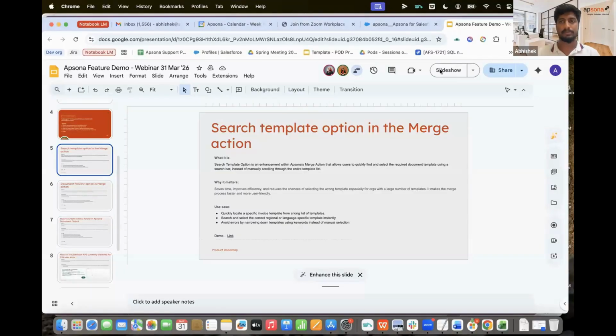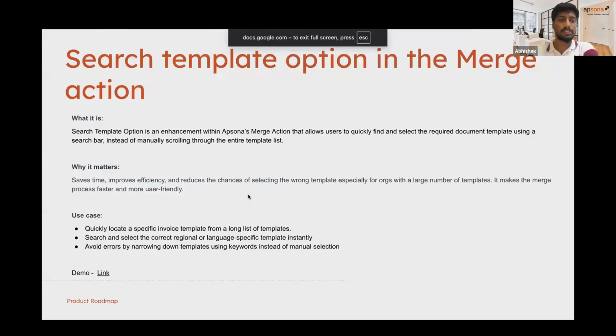Let me give a quick overview of the features that I'll be presenting today. The first feature is the search template option. As Shweta rightly said, this makes document merge easier, wherein users earlier had to scroll through the list of templates to find the right template. But now with this search template option, we can search with the name of the template. We just need to remember the name. We just put the name across, select the template, and easily utilize it for merge actions. This makes one step simpler.